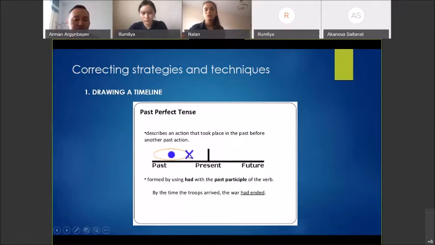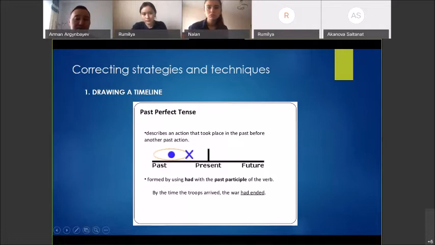So it's good for visual learners. Some students need to see something, and it's good for mathematical learners. When they see a graph, they understand it better. So here we also give an example, a sentence: By the time the troops arrived, the war had ended. We say there are two actions in the past, one happens before. Which one is the troops arrived? Students say, X, there is a cross, so this one. And the war had ended, it's this one.